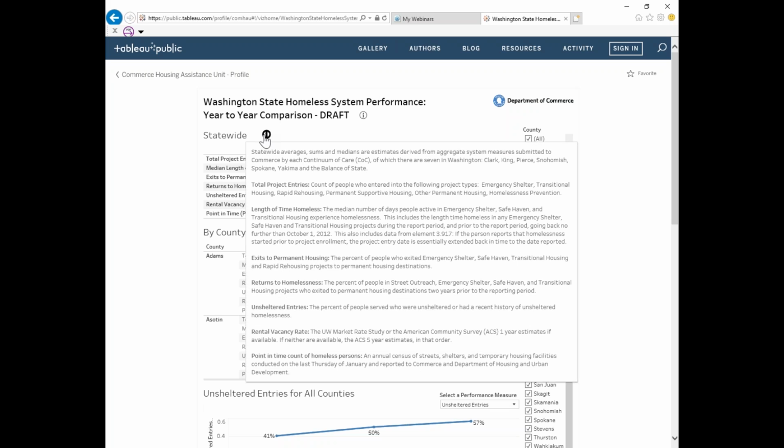So if you click on this tooltip here, this gives the other information that is on the main county report card, but this repeats it as well. But down here you'll find the information for rental vacancy rate. And so what I did was I used the UW market rate study or the ACS one-year estimates if they were available. If neither of those were available, I used the 5-year estimates in that order.